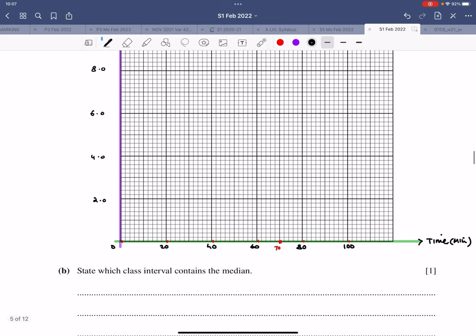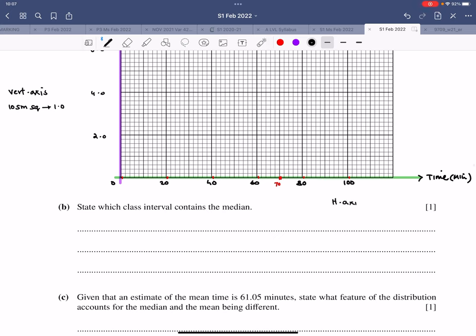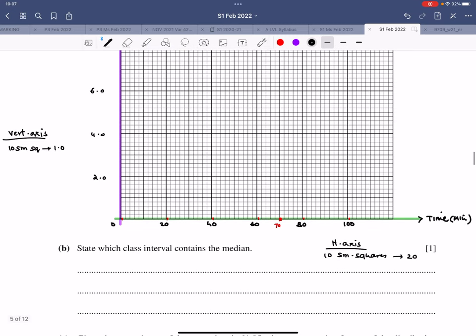So what's the scale on the vertical axis? On the vertical axis, 10 small squares is 1 frequency density. On the horizontal axis, 10 small squares equals 20 units. So when I have to label 1.8, this is actually 1, and 1.8 is like this. So let me label the values. This is 70 and this is 1.8, a little bit over here. And this is 100 and a little bit over here.